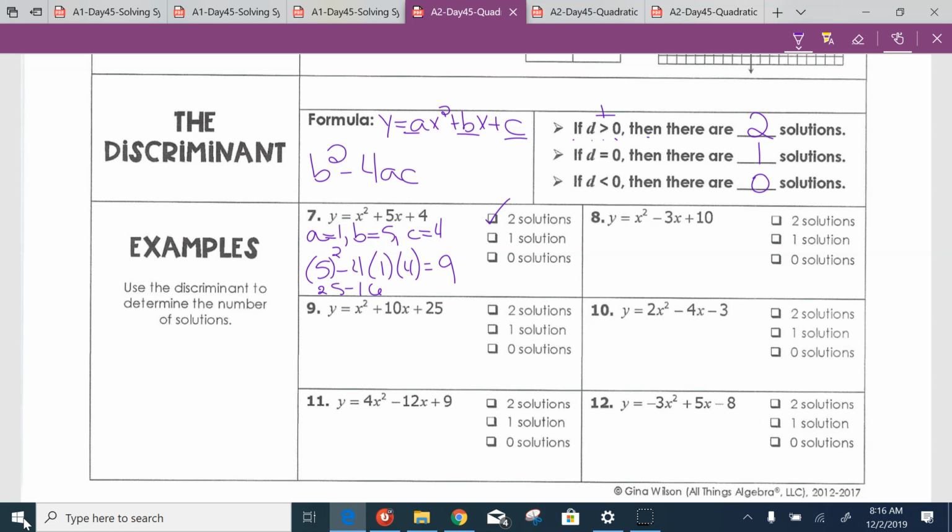Number 8, my a value is 1 for positive 1x squared, my b value is a negative 3, and my c value is a 10. If I use the discriminant formula, it's going to be b squared, which is negative 3 squared, minus 4 times positive 1 times 10. Negative 3 squared is negative 3 times negative 3, which is positive 9, minus 4 times 10, which is 40. That's going to give me a negative 31. A discriminant that's less than 0 means I'm going to have 0 solutions. So this problem is going to be one of those floating ones.